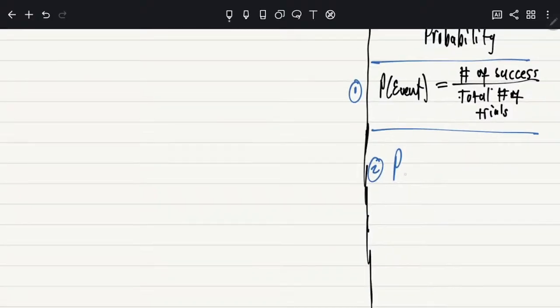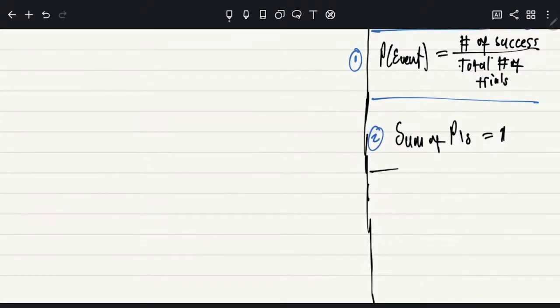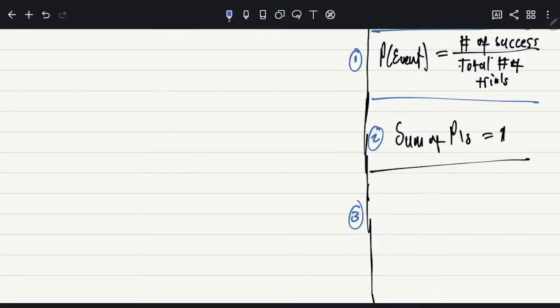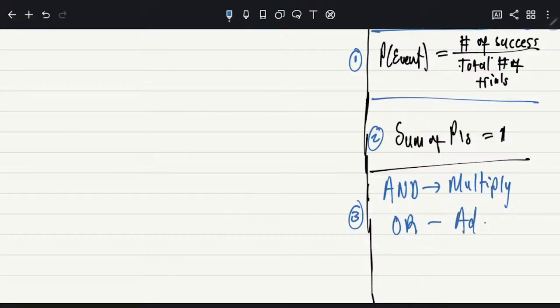So in probability, what you must know is that the sum of probabilities is 1. When you add all the probabilities, you must get 1. Then the third thing that you're supposed to know is that when you use the word and, you should multiply. And when you use the word or, you should add the probabilities. When you use the word and, you multiply. When you use the word or, you add.